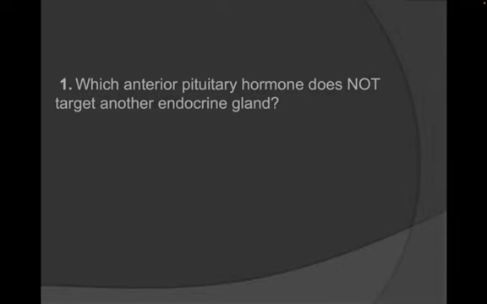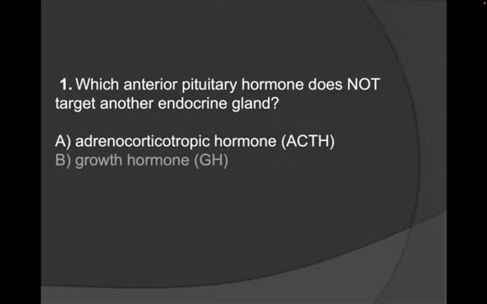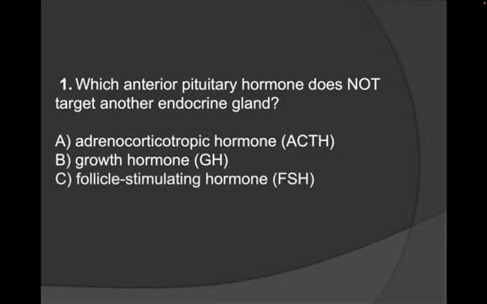All right, first question. Which anterior pituitary hormone among the following options does not target any other endocrine gland? ACTH, growth hormone, FSH, follicle stimulating, or luteinizing hormone? Which one does not target another endocrine gland? It targets another organ but not an endocrine gland. Means which is not a trophic hormone. Growth hormone. What does it target? Skeletal system, muscle system. Super.